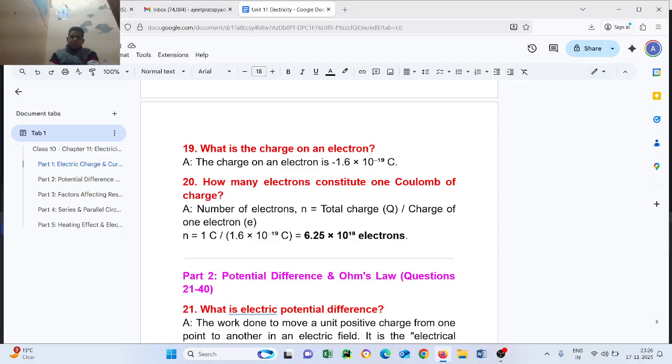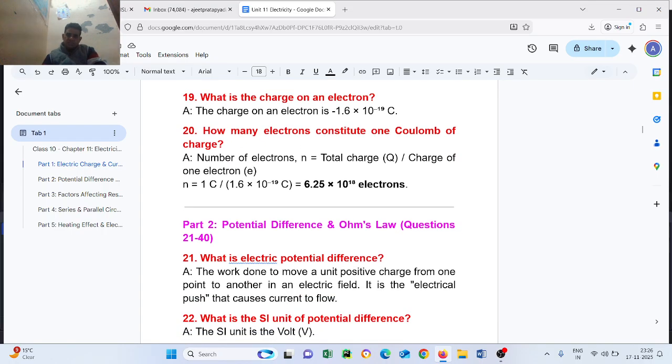How many electrons constitute 1 coulomb? Q equals n e, so n equals total charge upon charge on an electron. So 1 C upon 1.6 multiplied by 10 to the power minus 19 coulomb equals 6.25 multiplied by 10 to the power 18 electrons.